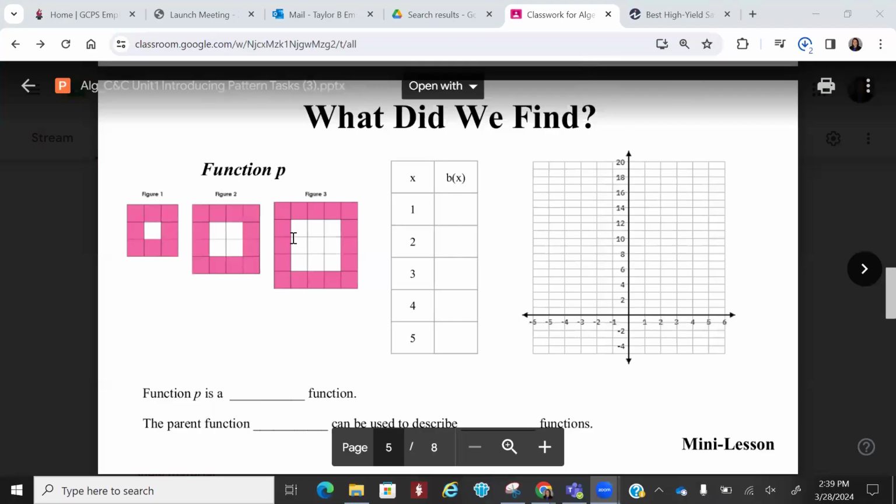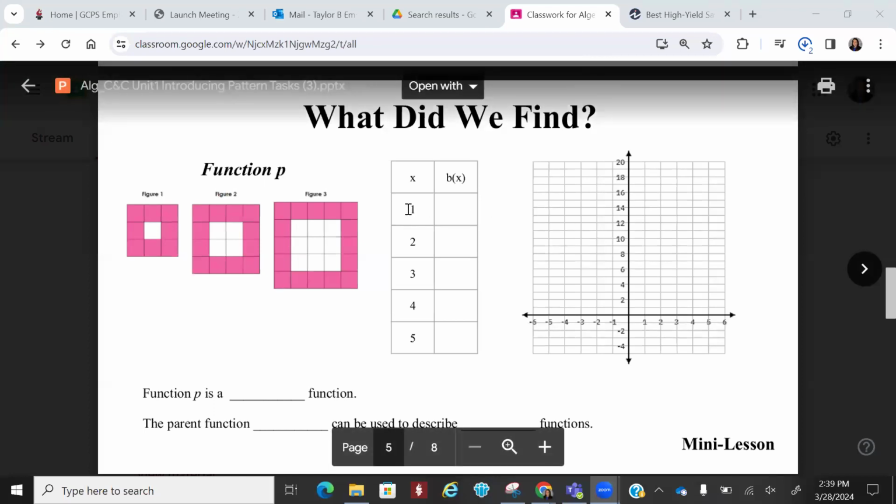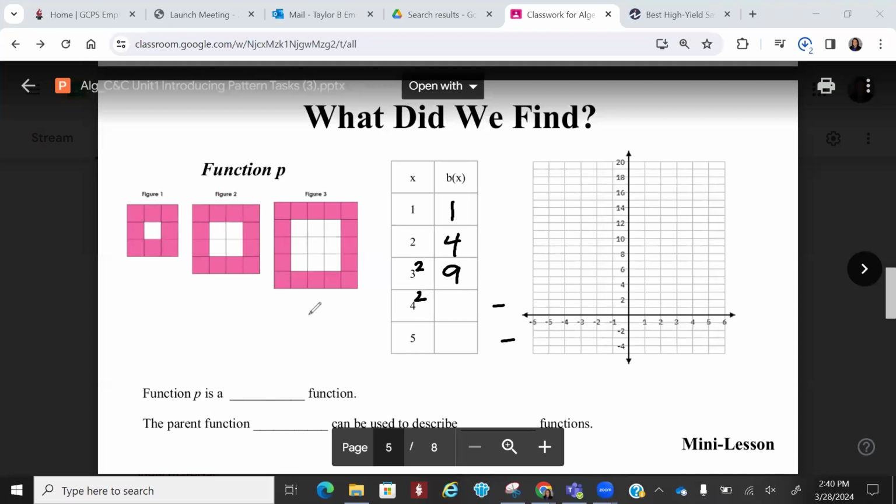Okay, so for quadratic, yep, this one's squared. So we're going to take our number and then square it. So what's one squared? One. Two squared, four. Three squared, nine. Can you fill in the last two? Okay, so four squared is going to be four times four. What's four times four? Okay. And then five squared, which is, there you go.